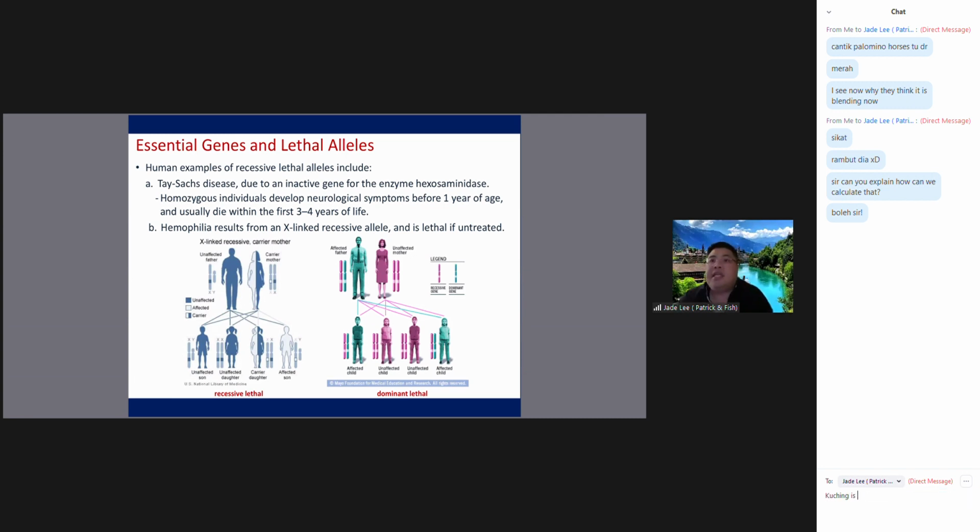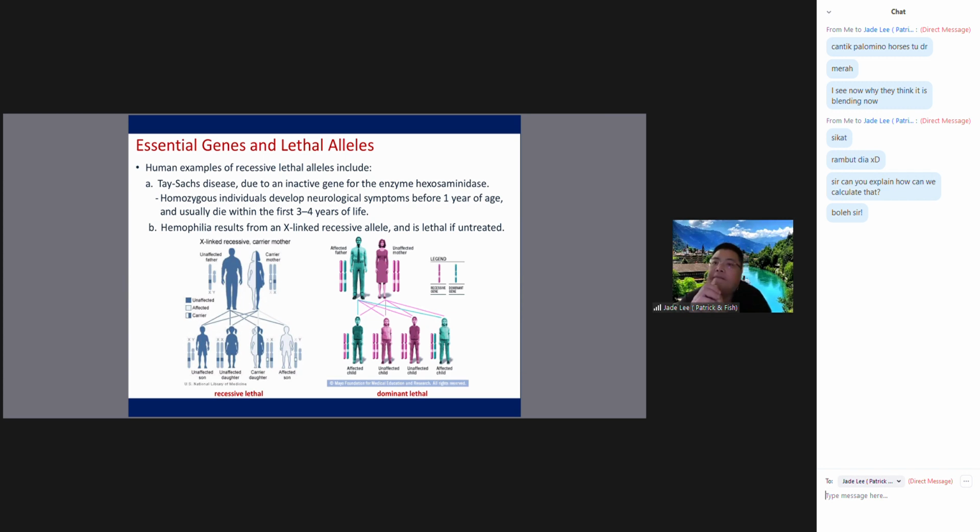So the essential genes and lethal genes in humans, okay. Satu lagi ialah the Tay-Sachs disease, which is due to an inactive gene for the enzyme hexosaminidase. Okay, so the homozygous individual develops neurological symptoms before 1 year of age, and usually they will die within the first 3 to 4 years of life. Okay, satu lagi ialah hemophilia, which results from an X-linked recessive allele and is lethal if untreated.